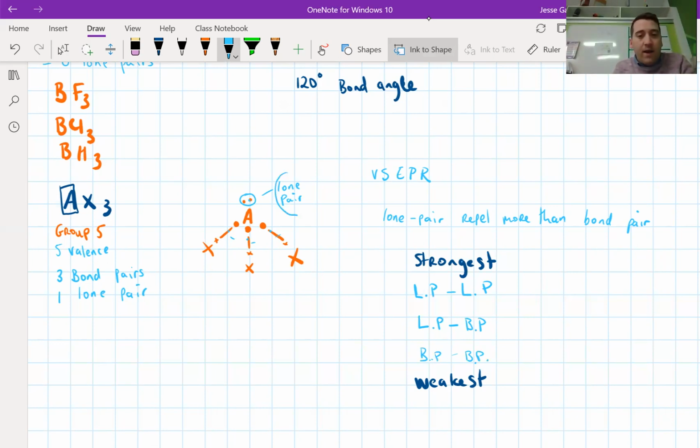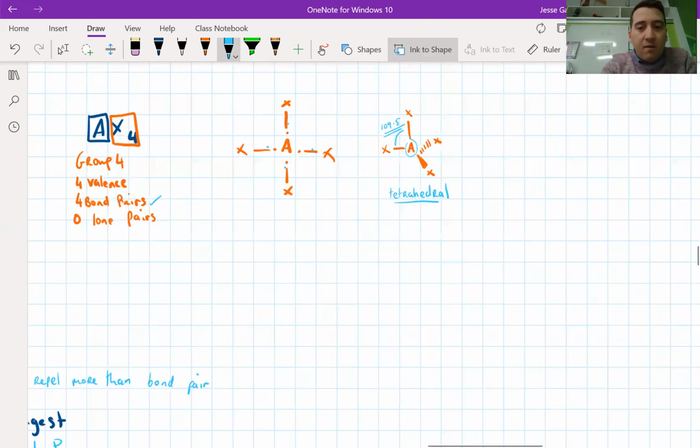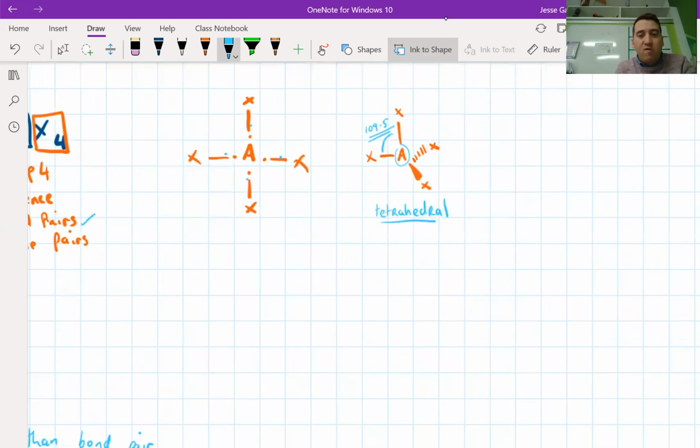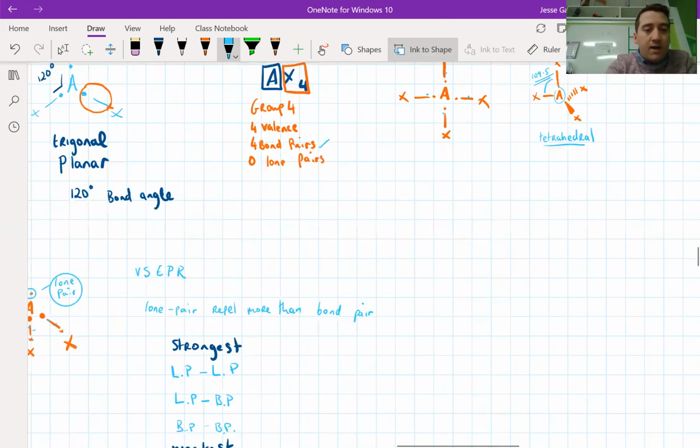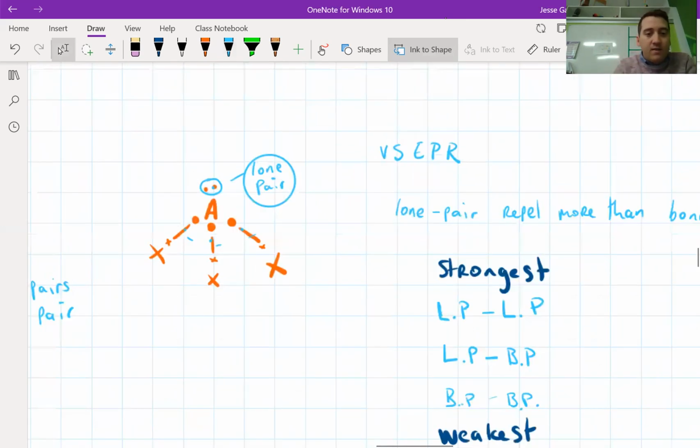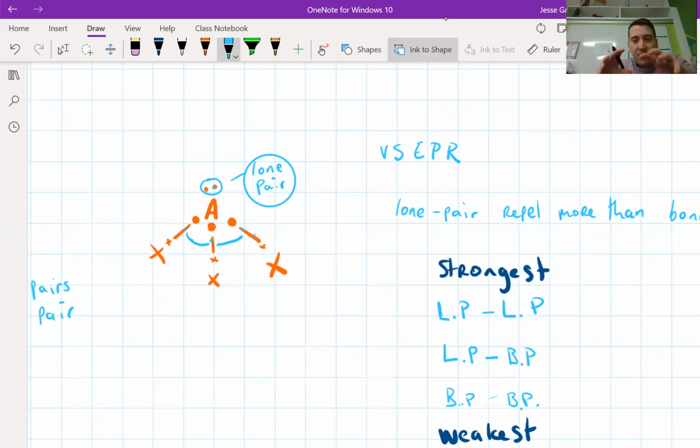So the effect of the lone pair here is instead of it being 109.5 like it is up here when we've got 4 electron pairs, the bond angle here between the bonds here and here is reduced because the lone pair is pushing them down. It's skewing the bond a little bit.